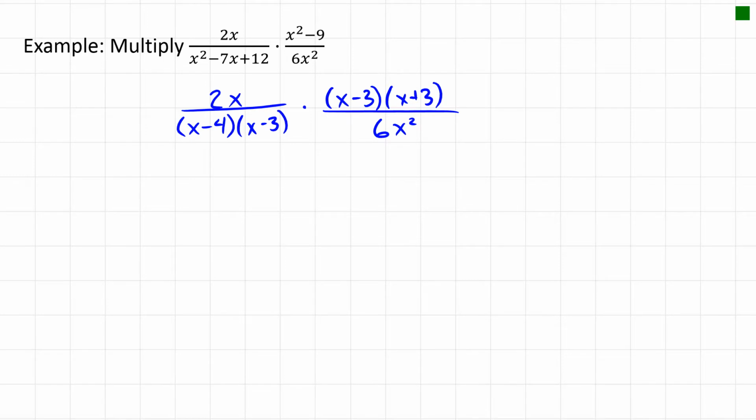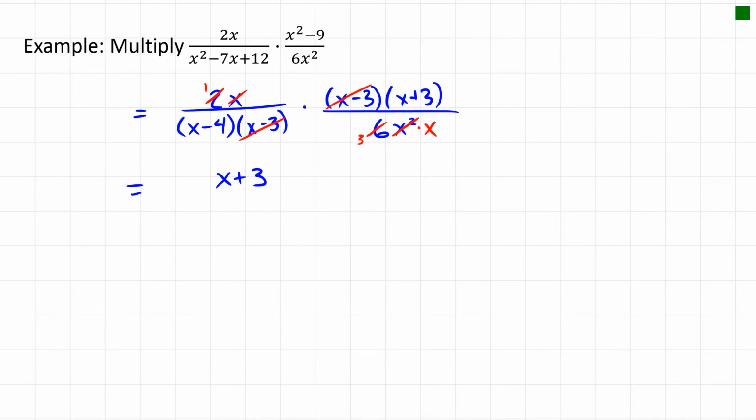So now we're going to see what cancels. What's the same on the top and the bottom? Well, we have an x minus 3 on the top and an x minus 3 on the bottom, so those are going to cancel with each other. One x from the numerator is going to cancel with one of the x's on the bottom. So x squared divided by x leaves us with just x. And 2 and 6 can be canceled. 2 divided by 2 is 1, 6 divided by 2 is 3. And then I see nothing else that can be simplified. So left in the numerator is just x plus 3.